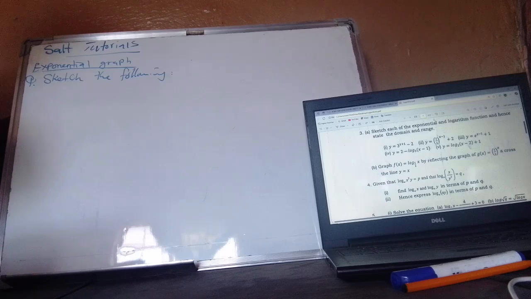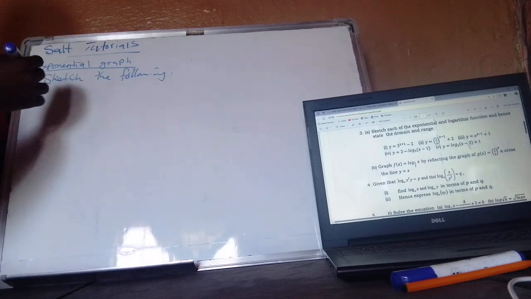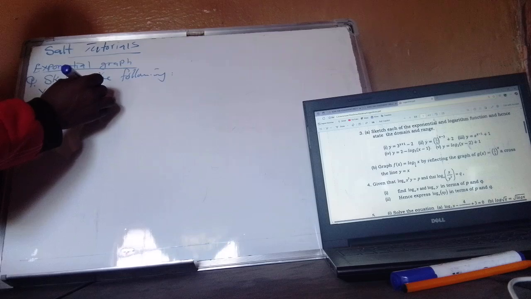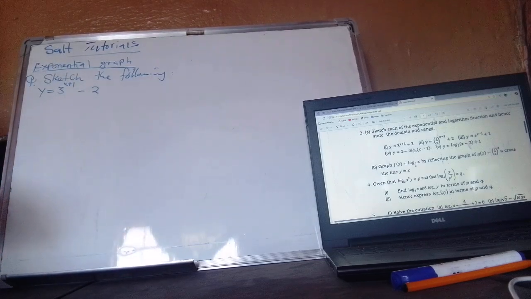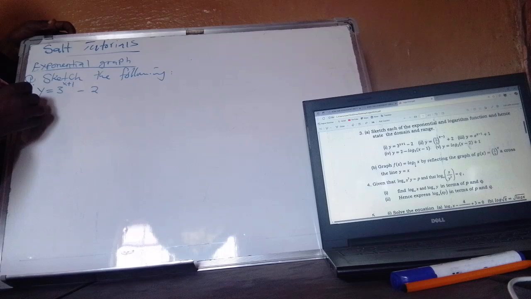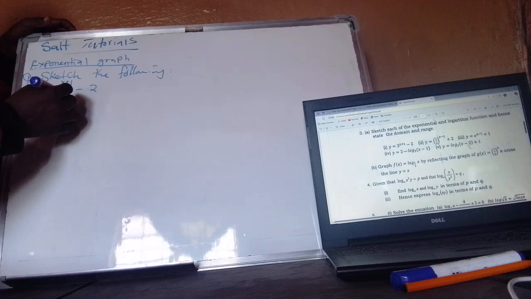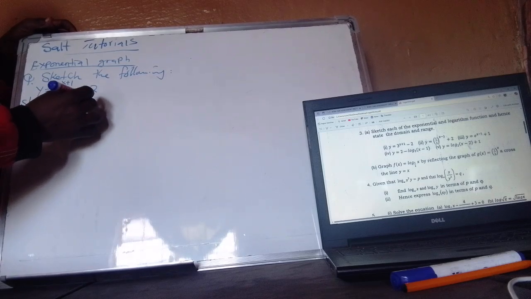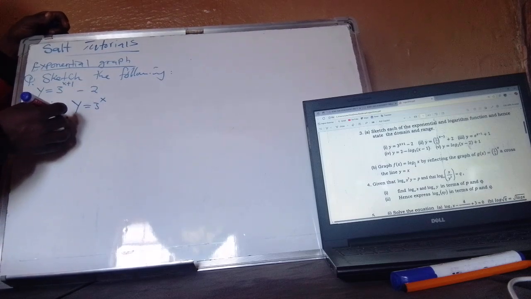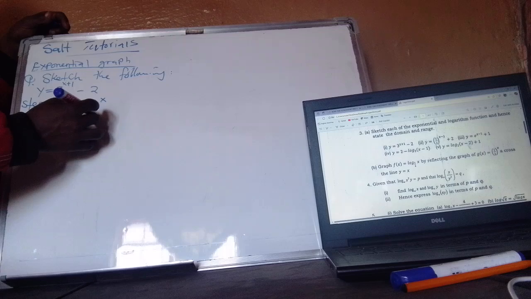Sketch the following. So we are going to sketch y equals 3 power x plus 1, minus 2. We want to sketch that. Using my transformational rules, it means that this function came from what? So, steps, which we are going to sketch with. Step one, sketch the original y equals 3 power x. And this transforms to become y equals 3 power x plus 1.